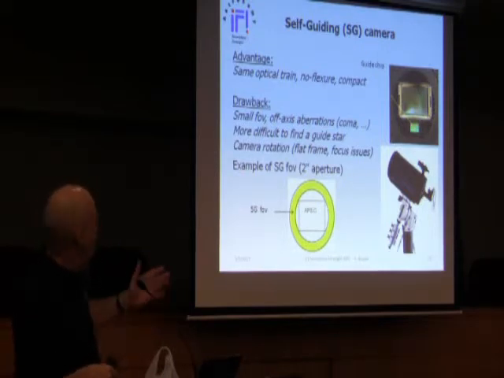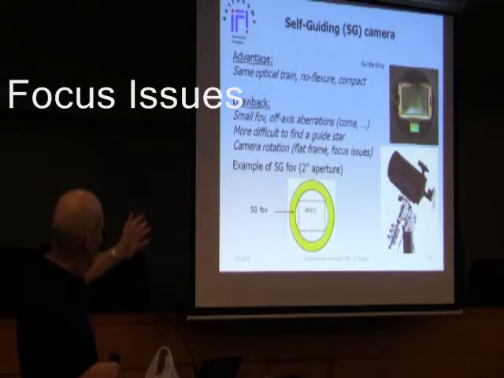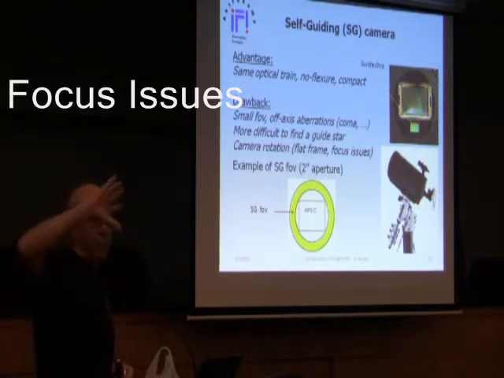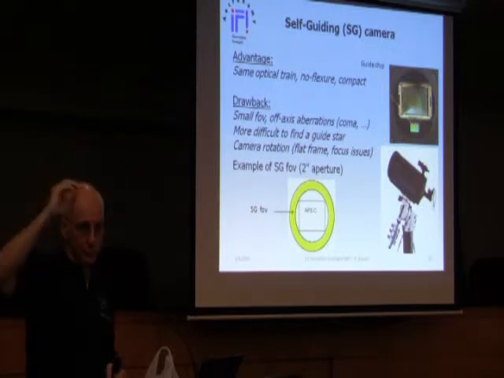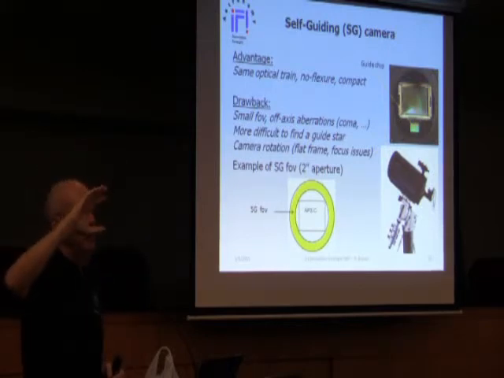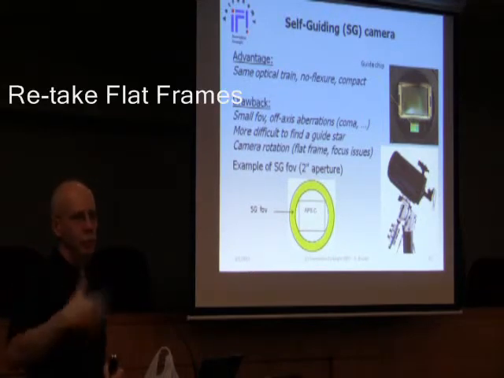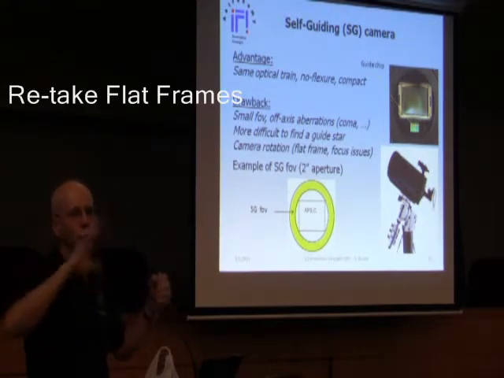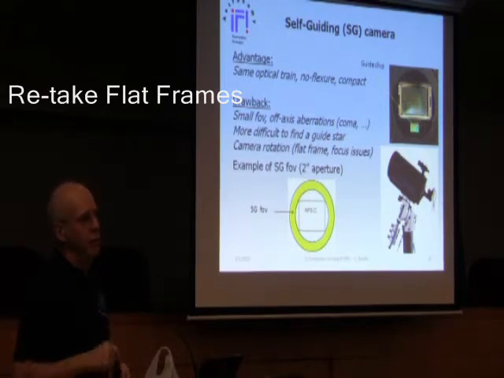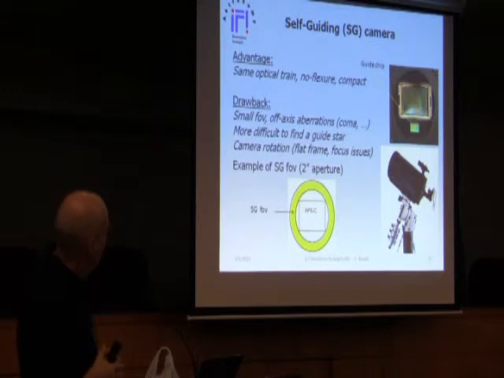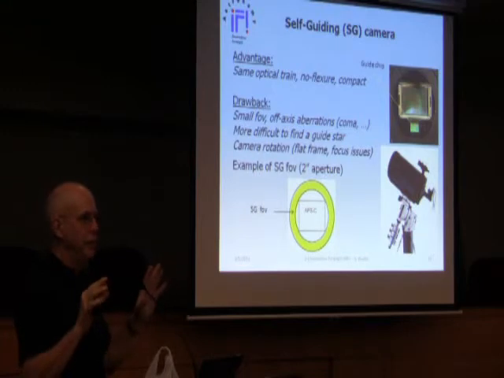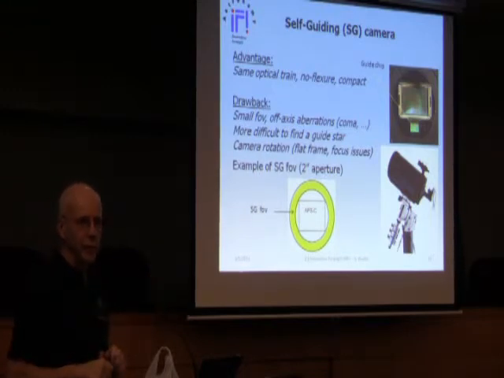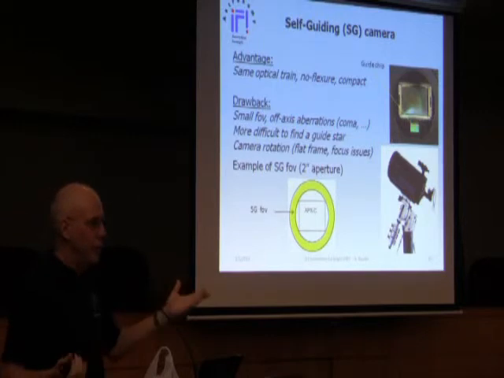And another thing I didn't say is, for both, probably most off-axis guiders and for sure self-guided cameras, you have to rotate them to look for the guide star. Which means you may have focus issues when you rotate, and you may also have to redo your flat frames. You know, flat frames are frames you take of a uniform source of light, like the sky just after sunset or something like that, to take care of any vignetting, any type of variation in the optical system, to cancel it when you process later on. If you rotate, then you have to do it again.